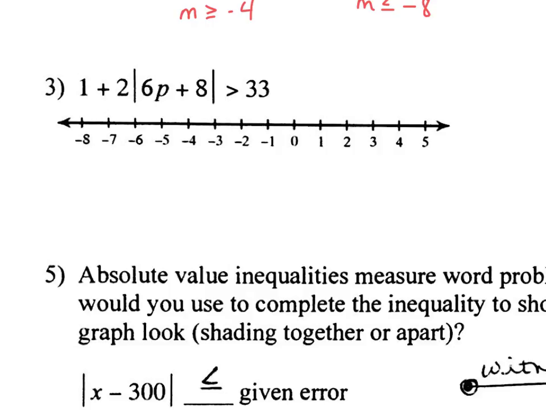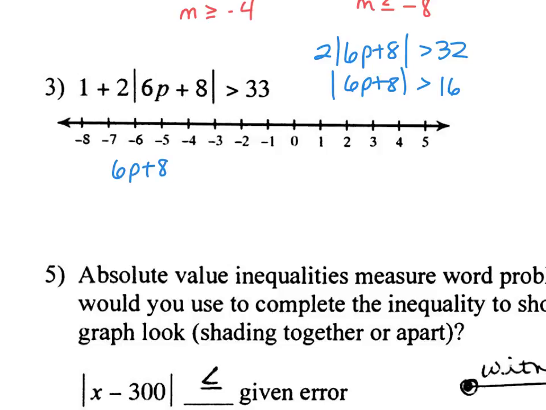All right, so remember, we've got to get rid of visitors first, and we cannot combine these two right away. We're going to have to take care of each one of them separately. So I'm going to subtract 1 first. Remember, you have to do the multiplication or division at the end. So subtract 1, that's going to give me 2 times the absolute value of 6p plus 8 is greater than 32. And then divide by 2: the absolute value of 6p plus 8 is greater than 16. And now I'm ready to make my two cases.